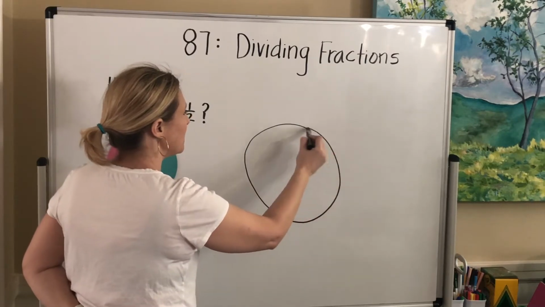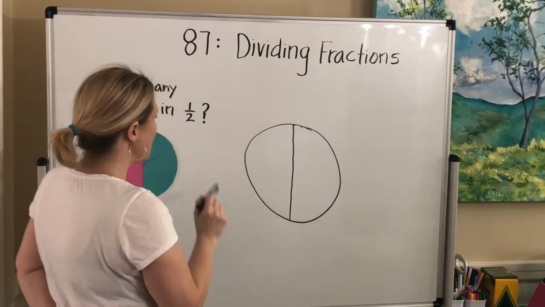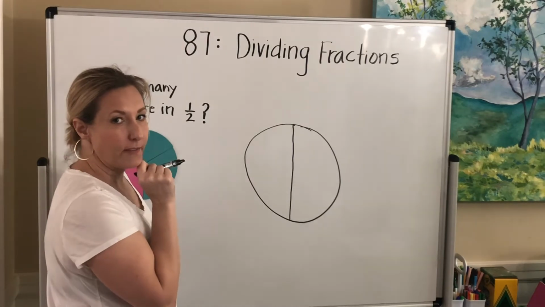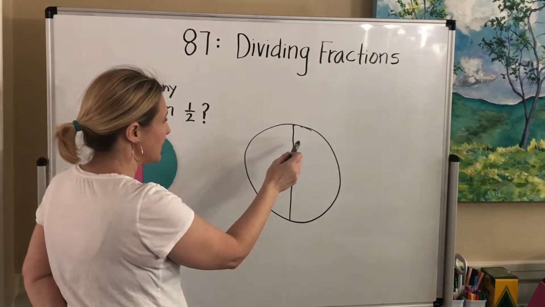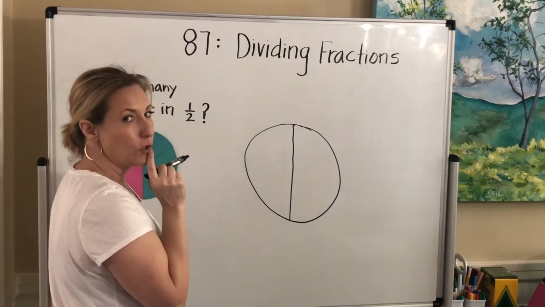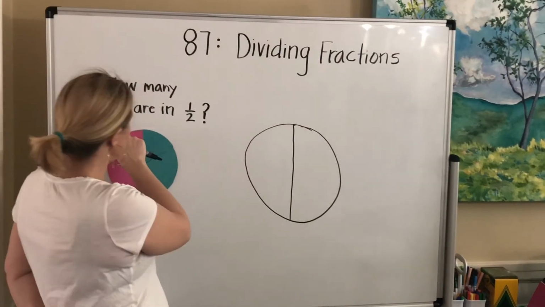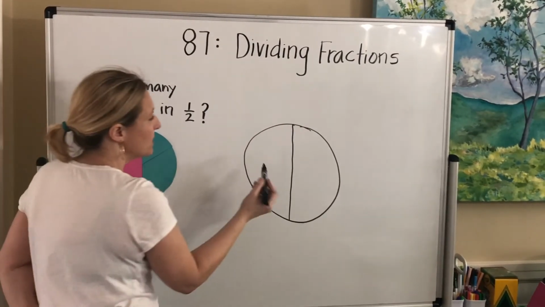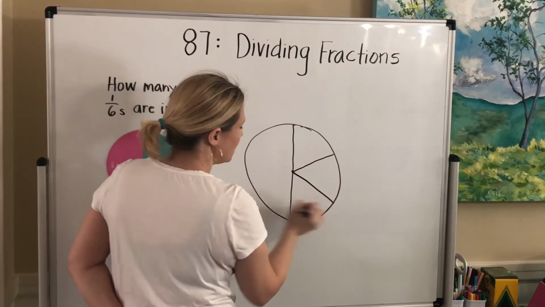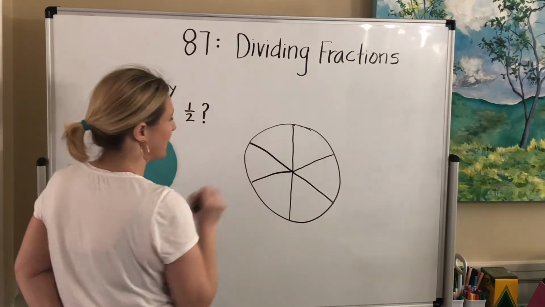we have a circle, and we cut it in half. They want to know how many 6ths we can fit into 1/2. Well, that means that this whole fraction will have to be divided up into 6 parts, see, because there's 6 in the whole. So that means 3 on each side. 1, 2, 3, 4, 5, 6.